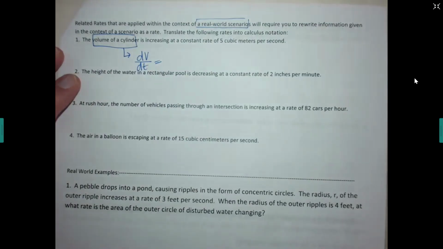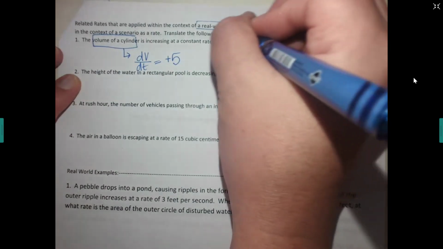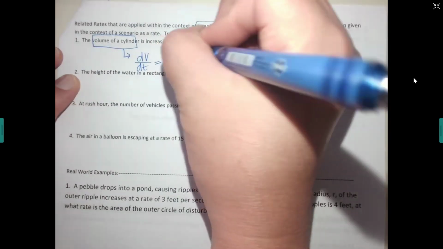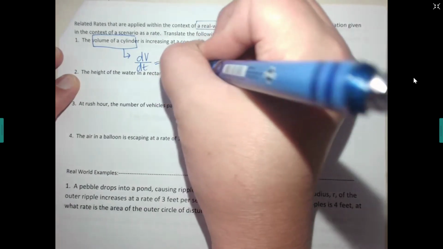Okay, then it specifically tells me that that volume is increasing. So it's going to be equal to a positive number. And specifically, it's increasing at a rate of 5 cubic meters per second. So the way that you would write cubic meters per second is meters cubed per second.